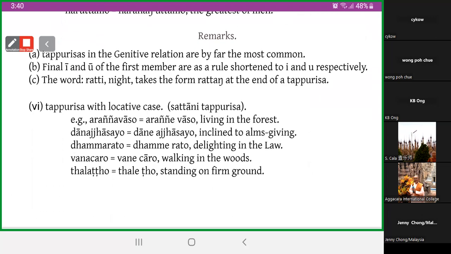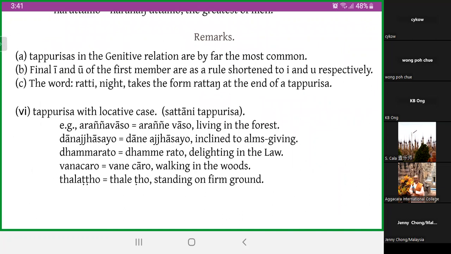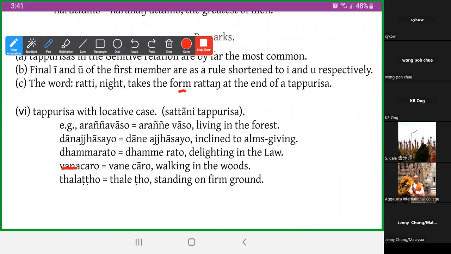Okay, so now we go for the locative case. This is the last one. Locative is a typing mistake, it should be Sattami. It's M here, Sattami. All right. So Tappurisa with locative case. Okay, we read together. Tappurisa with locative case, Sattami Tappurisa. For example, Aranya waso, living in the forest.